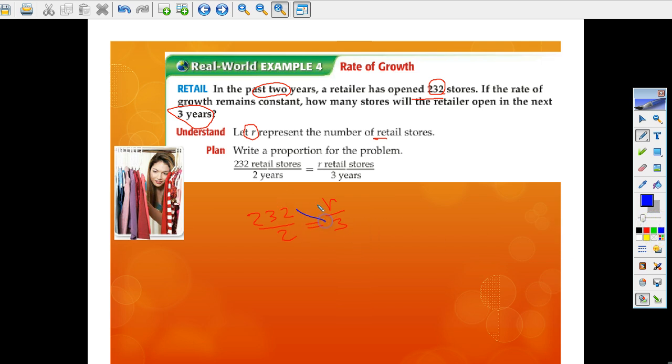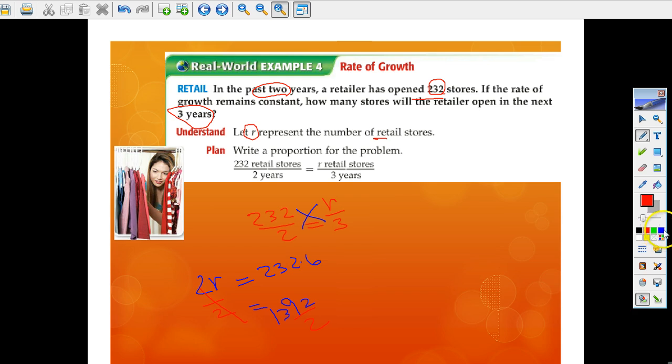So let's cross multiply. So you have 2R equals, I generally like to write the one with the variable first, so 2 times R. Instead of putting 232 times 3 on the left side, I chose to put 2 times R on the left side. On the right side goes 232 times 6, which is, let's see, 2 times 6 is 12, carry the 1, 18, 19, carry the 1, 12, 13, 1,392. Then we're going to divide each side by 2.